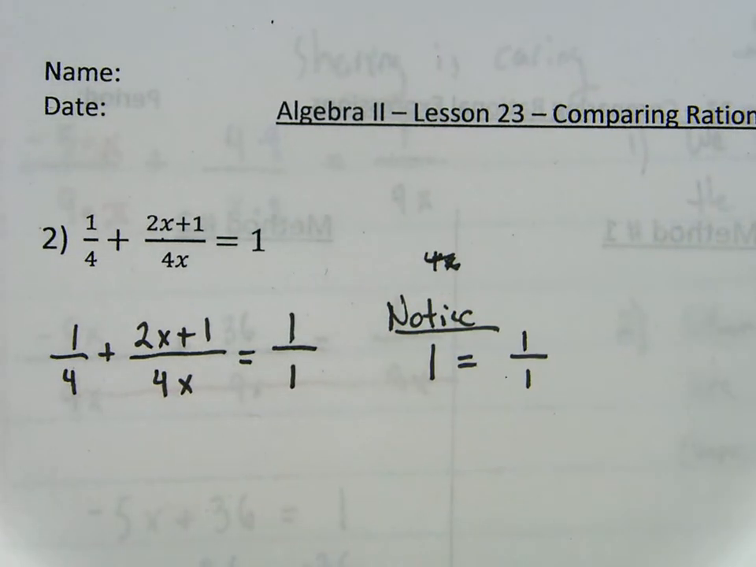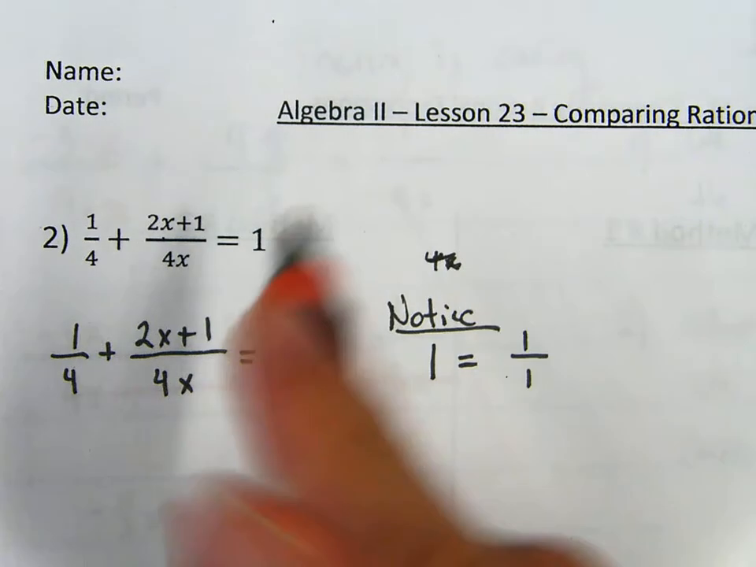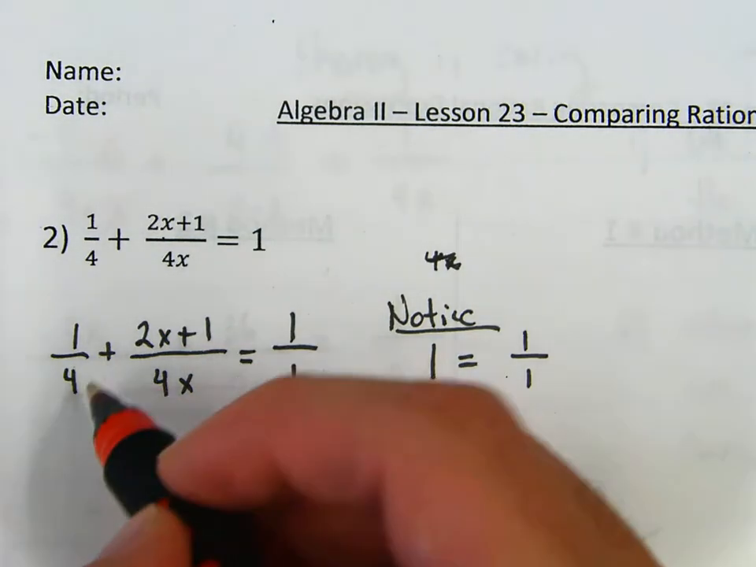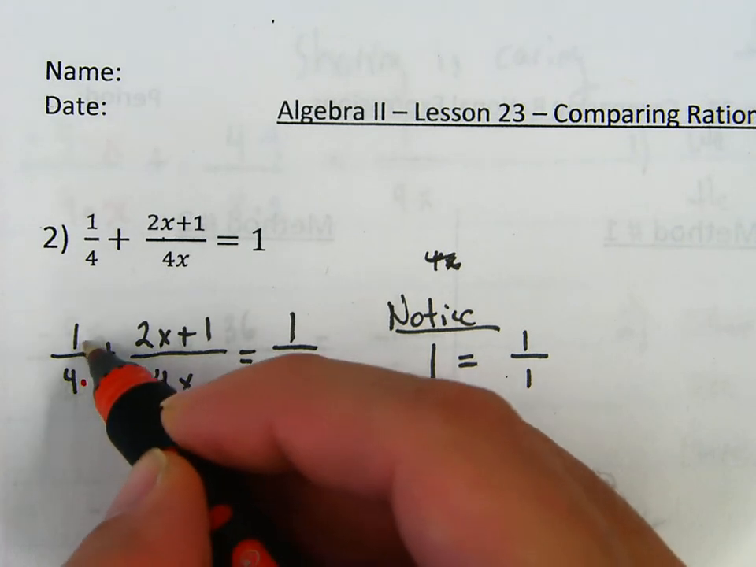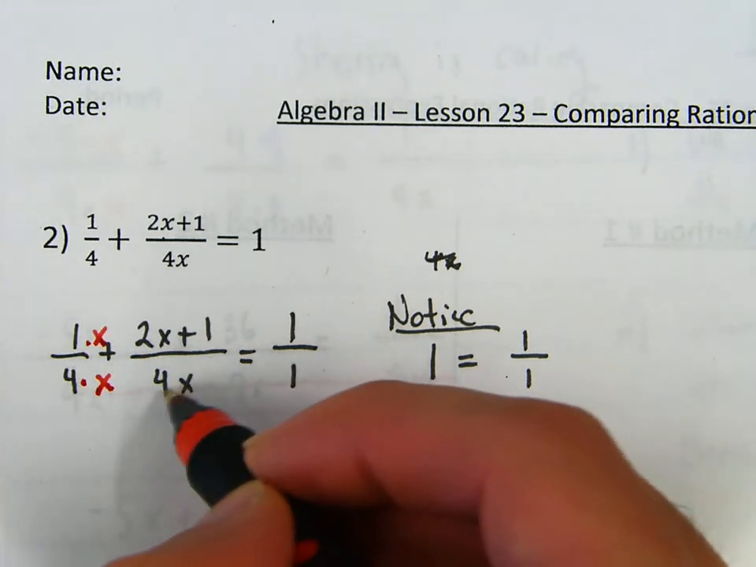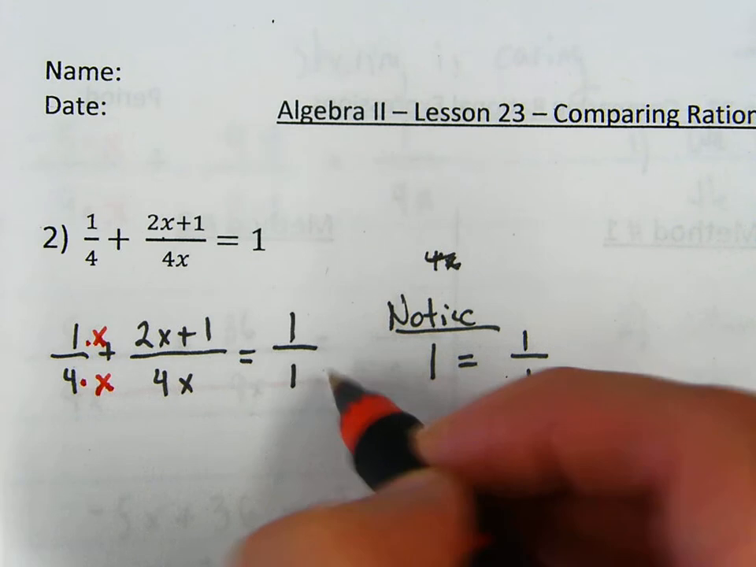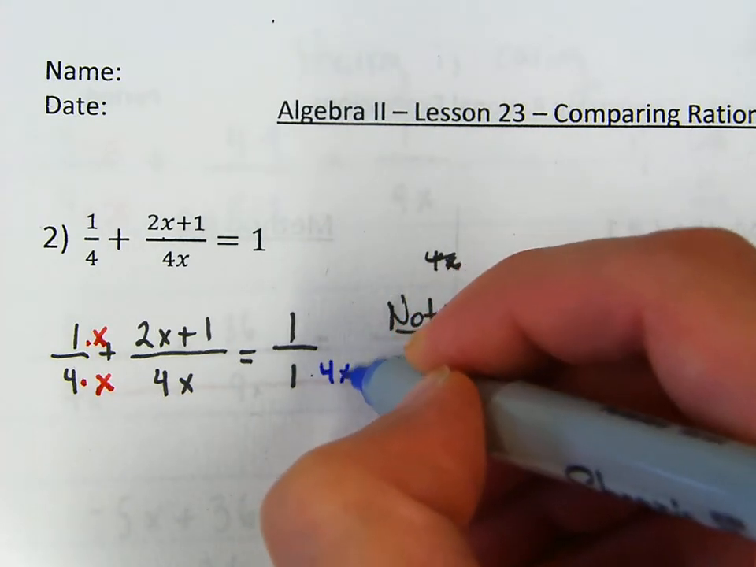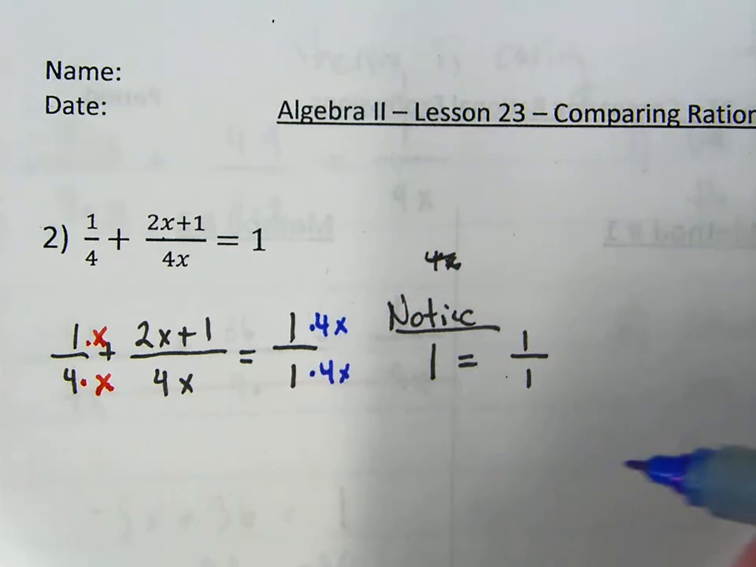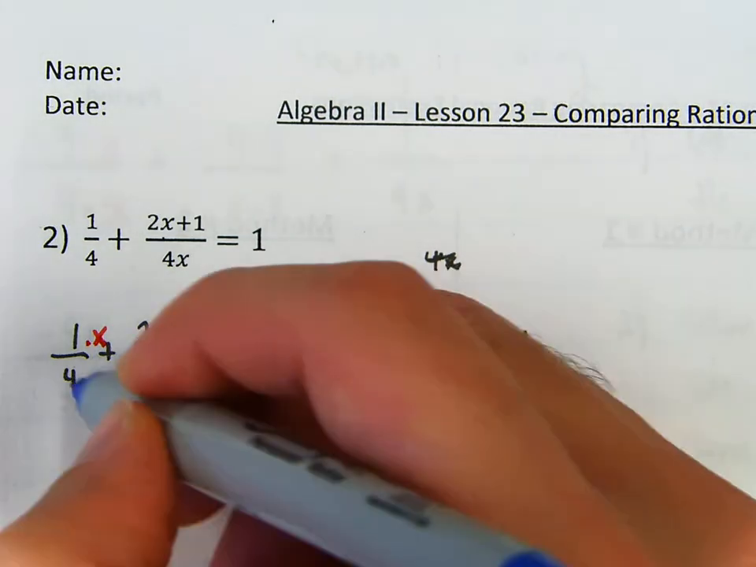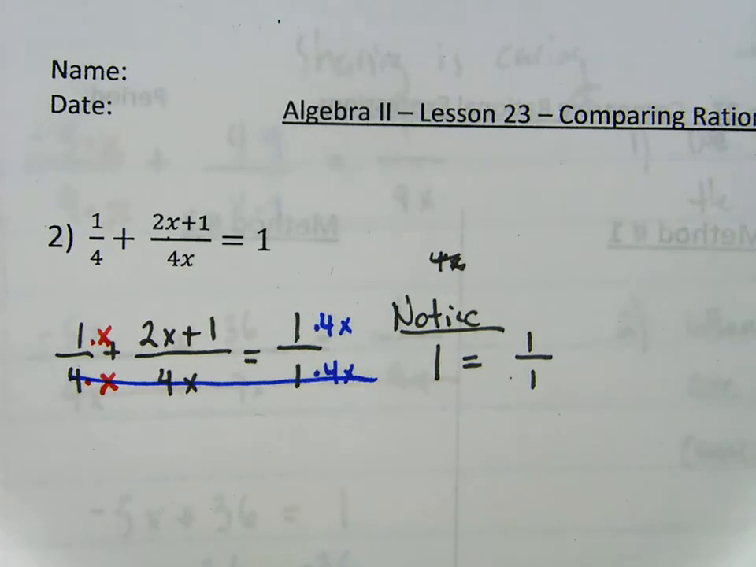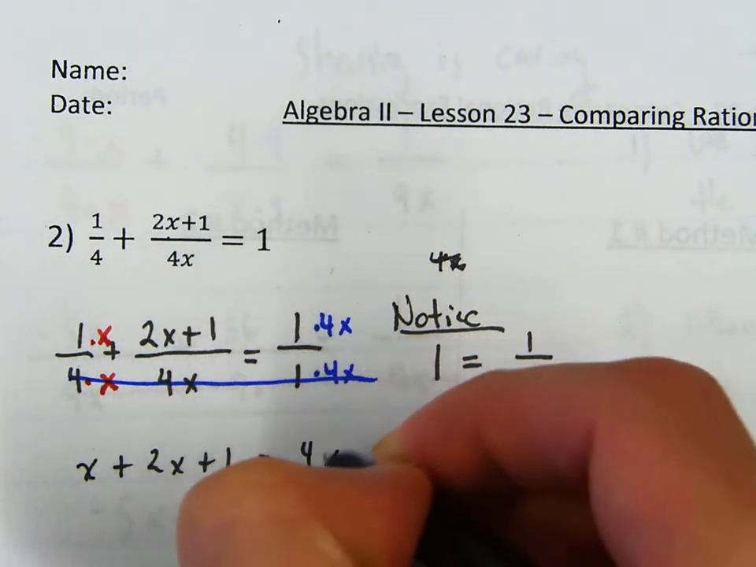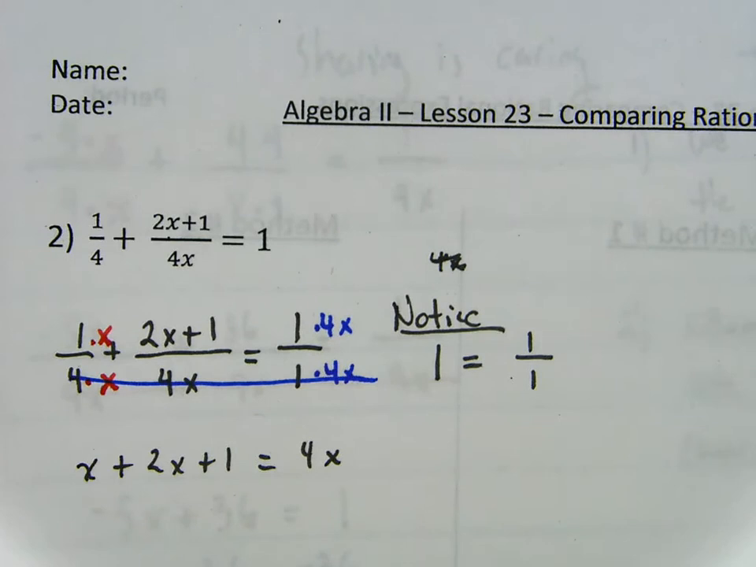Now, you could do this sharing is caring, because now you want all these denominators to be the same. If this has a 4, what is it missing? It's missing that x. This has everything, this has 4x. And what is this missing? It's missing both. It's missing the whole 4x. So then, once you get to this point, I have x plus 2x plus 1 equals 4x. And then you could solve.